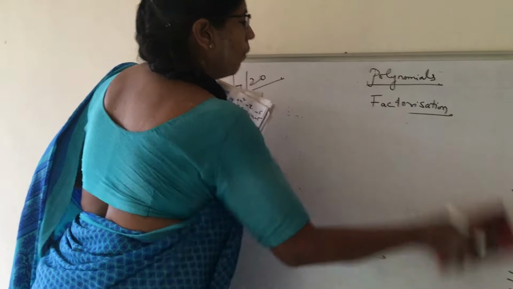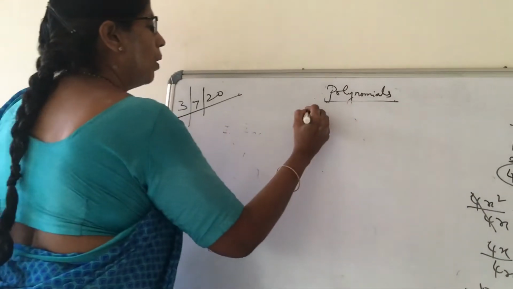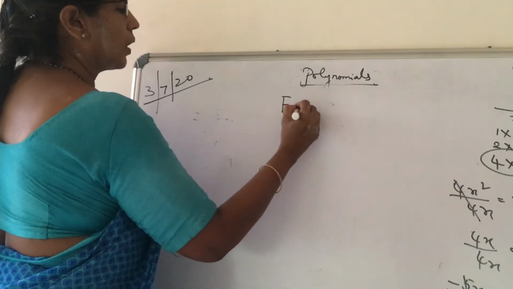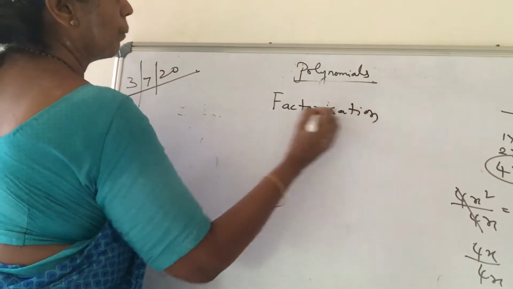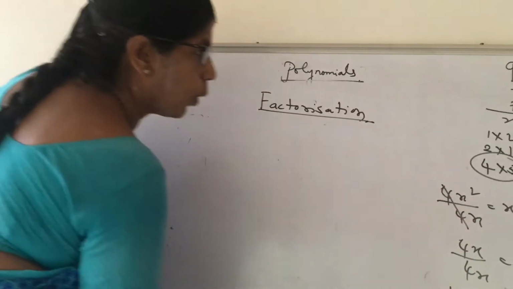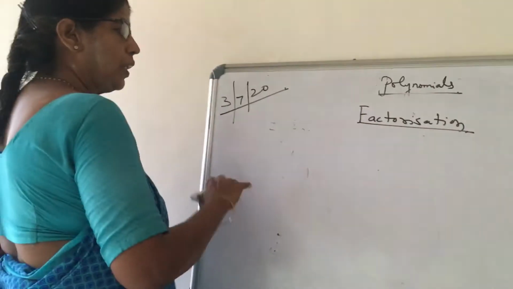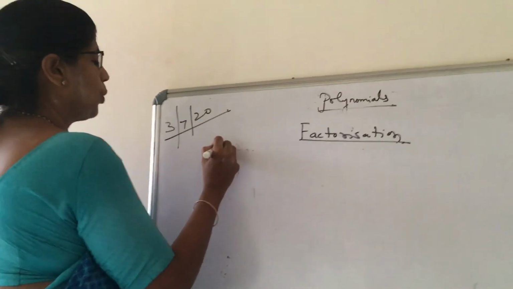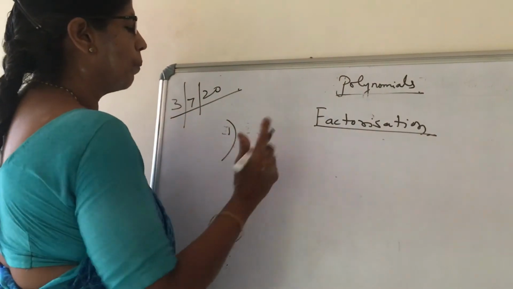Now, we are going to factorization. In the last class, children, you have learned expansion. Expansion opposite is factorization. I gave left side, you wrote right side. Now, the first factorization identity is what you know, children?